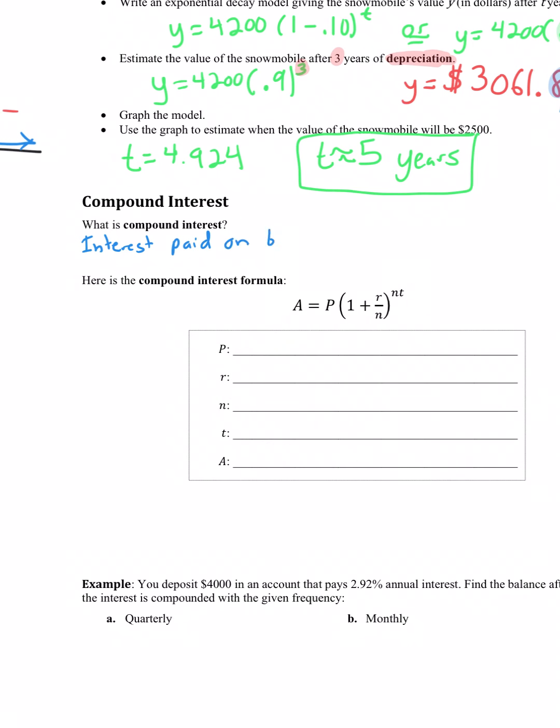So it's interest that's paid on two things. It's paid on both the initial amount and on previously earned interest. Doesn't the P stand for like principal or something? Yes.